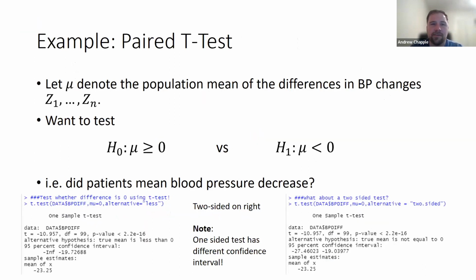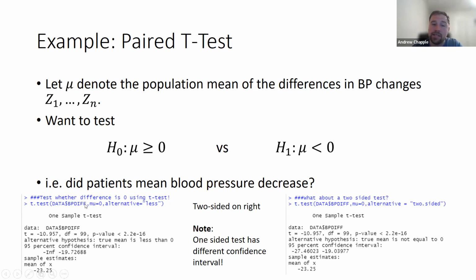So I've got a histogram of it, and maybe I want to do a paired t-test. So maybe I want to know, hey, does the blood pressure decrease? Okay, so mu would be the population mean of the differences in blood pressure changes. And maybe I want to test the null hypothesis that this mean change in blood pressure is positive versus the alternative that it's negative. So if I reject the null in favor of the alternative, that's evidence that blood pressure decreased over time. The average blood pressure decreased over time.